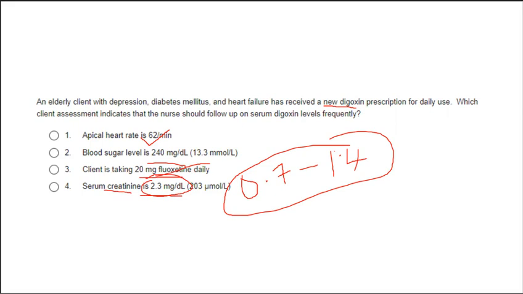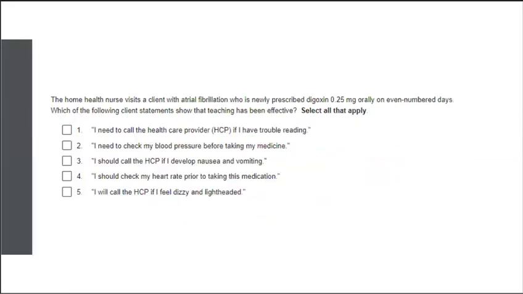And again, with decreased kidney function, we know digoxin is actually excreted by the kidney. So if the kidneys are not functioning as they should, it could cause the client to retain more digoxin, and that could lead to digoxin toxicity. So we'll need to follow up with digoxin levels frequently with option number 4.